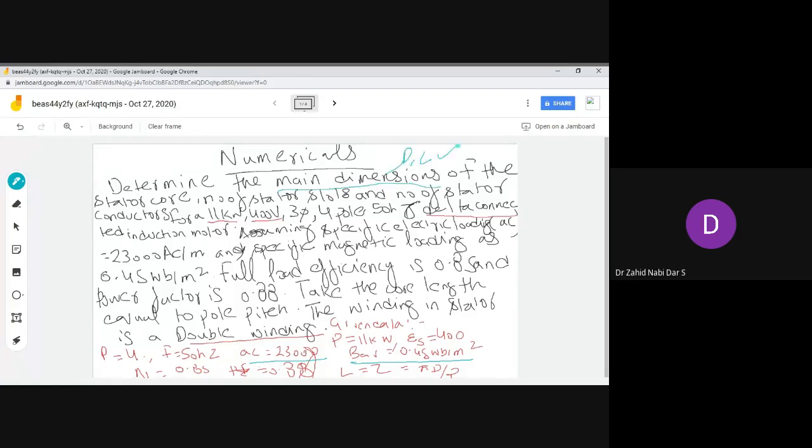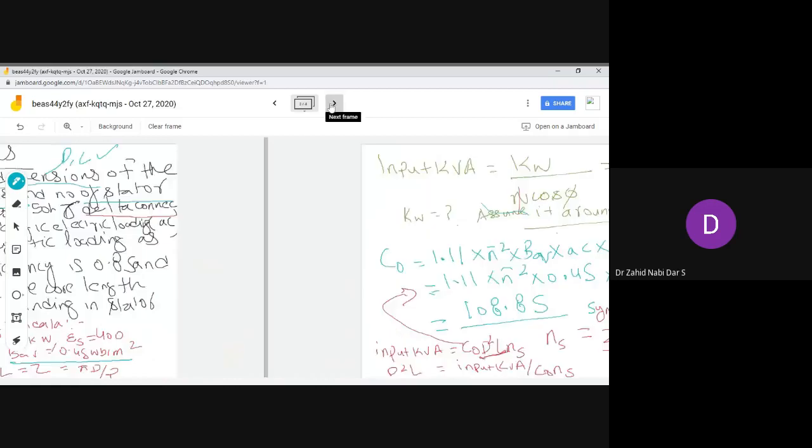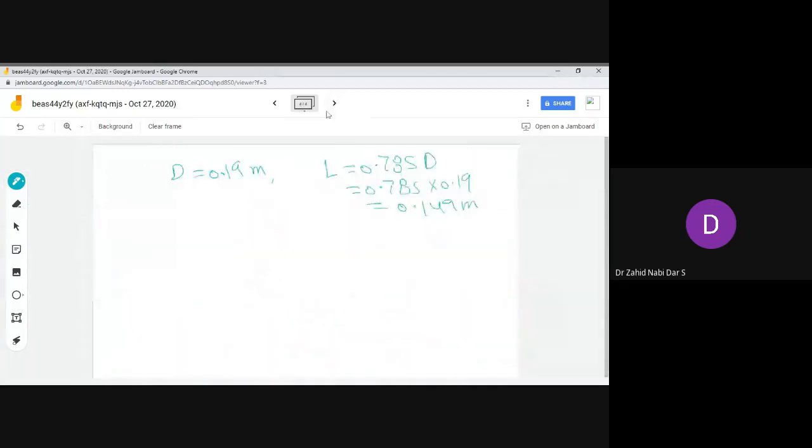So we got these of the stator core, but it is also asking for the number of stator slots and the number of stator conductors. Okay, this we have to do. For now, the number of stator slots and the number of stator conductors are yet to be done. Now that we have the main dimensions, let's move on to find the other values.